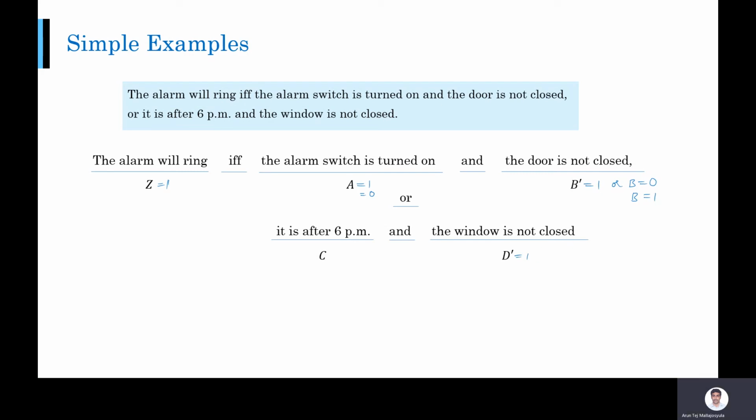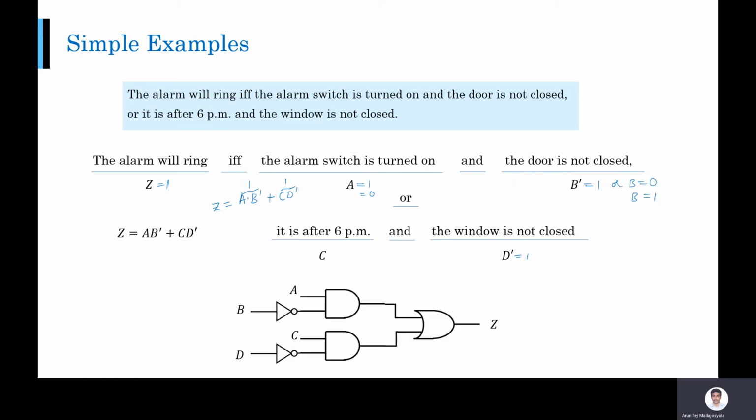Now I can easily get to my expression. Z will be 1 if A is 1 and B dash is 1. So A into B dash, or that means I use plus here, or C is 1 and D dash is 1, C, D dash. So Z will be 1 if this is 1, or this is 1. Right. So that is the expression, and you can easily realize this expression by a very simple circuit.